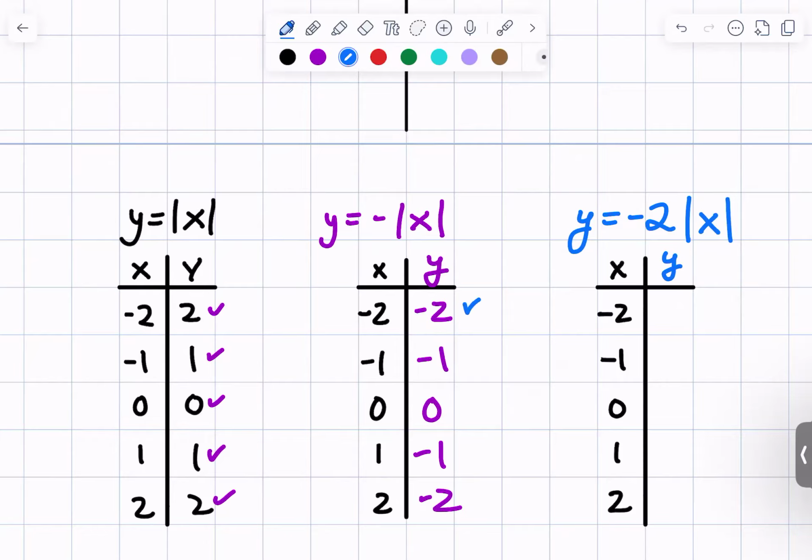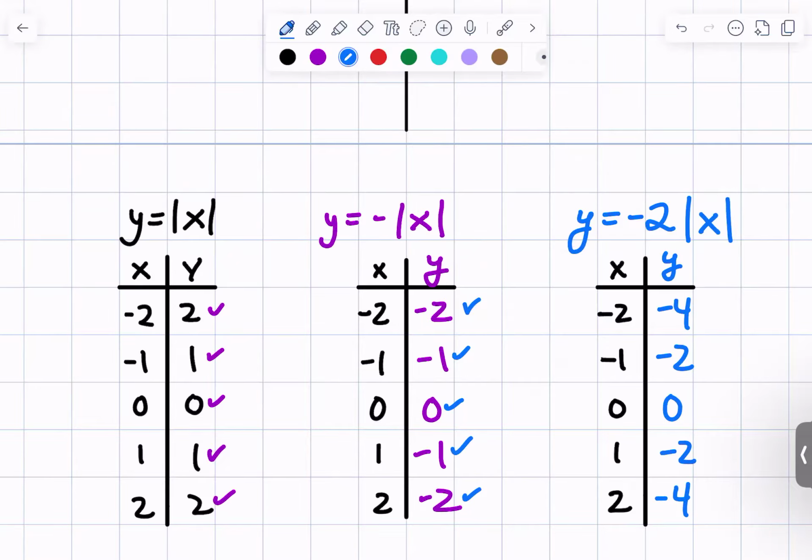So negative 2 times 2 is negative 4. Negative 1 times 2 is negative 2. 0 times 2 is still 0. Negative 1 times 2 is negative 2. Negative 2 times 2 is negative 4.